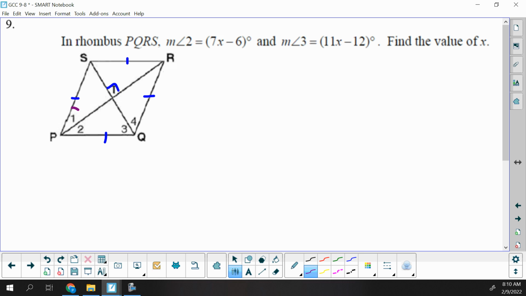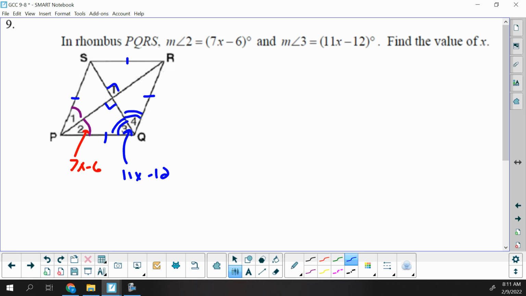So we know things like 1 and 2 are congruent. We know things like 3 and 4 are congruent. Now, I only mentioned the new things you get for a rhombus. We get all the things that a parallelogram has as well, so keep that in mind. So angle 2, they told us right here, was 7x minus 6. Angle 3, they told us here, was 11x minus 12. And because we have that they're perpendicular, we have this as a right angle as well.